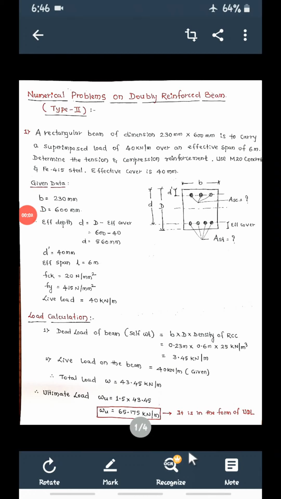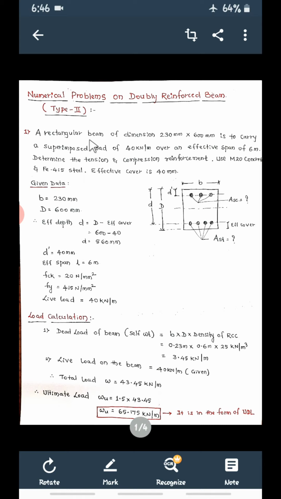Good morning, students. Let us start with numerical problems on doubly reinforced beam, that is type 2. In the previous class, we have solved the problems on type 1. So let us see how these type 2 problems will be analyzed. The first problem is like this.